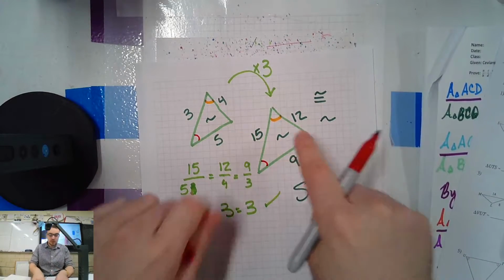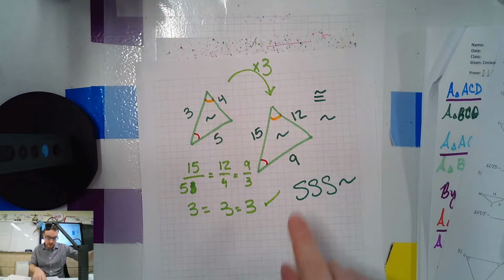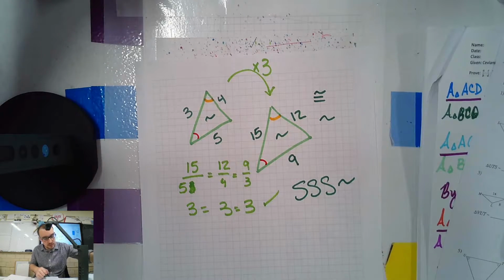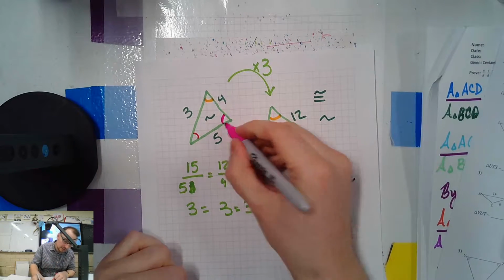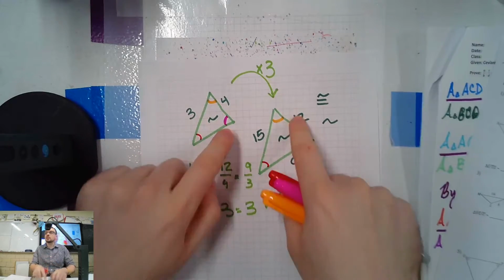So if they're similar, which we just proved they are, then I know that these angles must go together. 3 and 5 go together. 15, that's 3 and 4, yep. So these angles all must go together. Does that make sense? If the triangles are similar, the angles are congruent, okay? And if the triangles are similar, the sides are proportional.